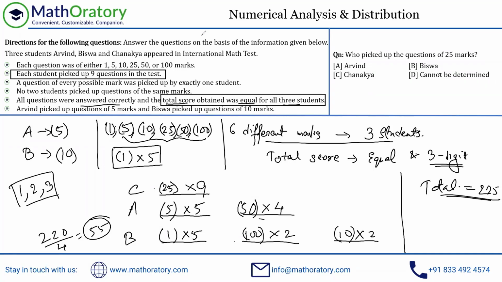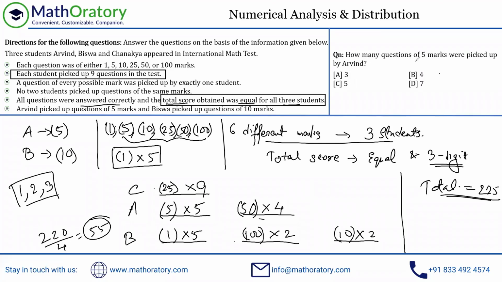Okay, so in this one, the first question here, who picked up the questions of 25 marks? So 25 marks was picked up by C, that is Chanakya. Option C is the answer. This was already done by us. Using this question, we solved the question. What is the total marks? So that was 225, option B.